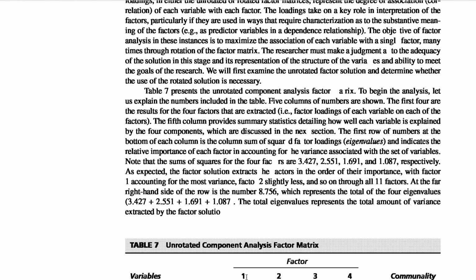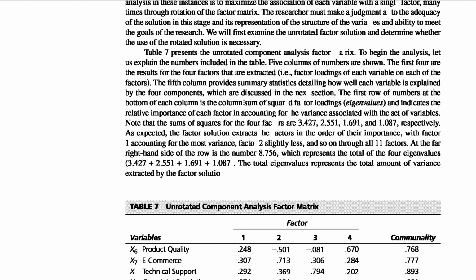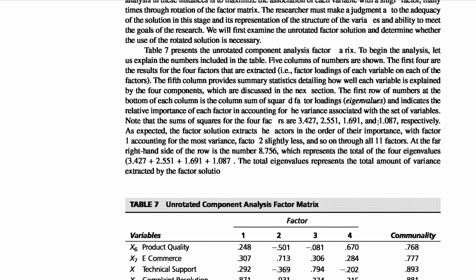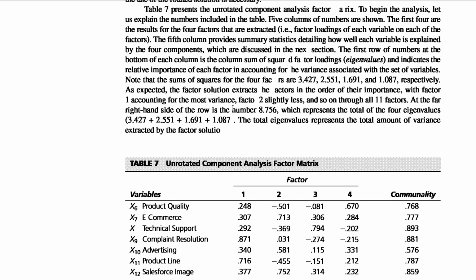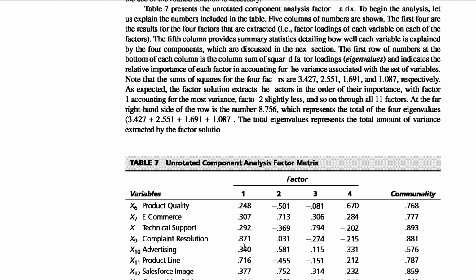Table 7, that is, the unrotated component analysis factor matrix. To begin the analysis, explain the numbers included. The table has five columns of numbers. The first four are the factors, so the first four are factors 1, 2, 3 and 4. The fifth column provides a summary of statistical fit, showing how well each variable is explained. So the fifth column provides the summary of the factors.